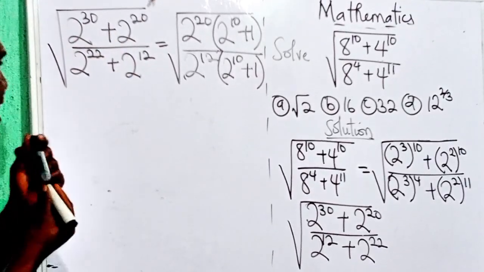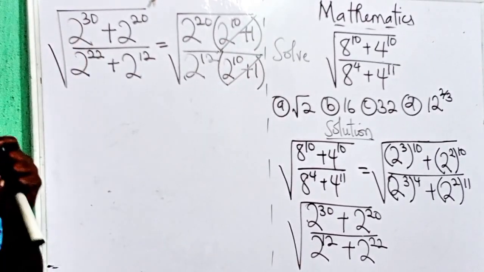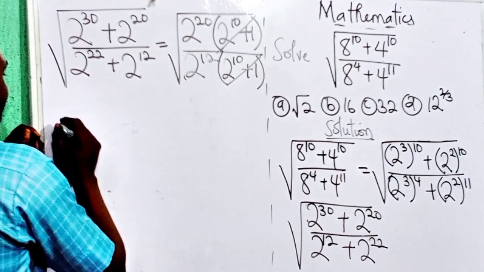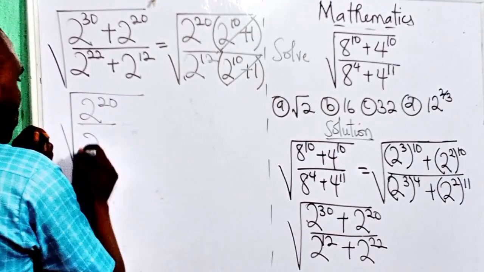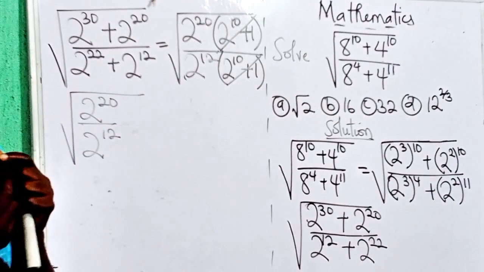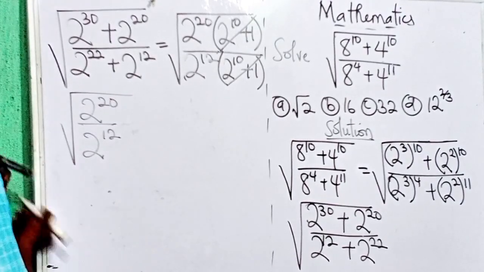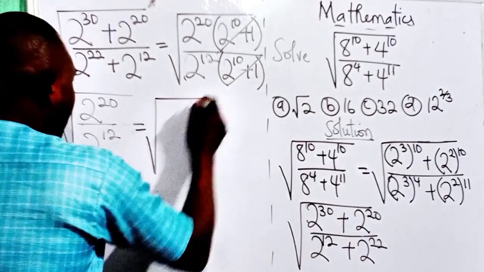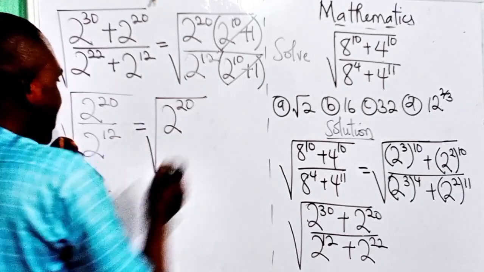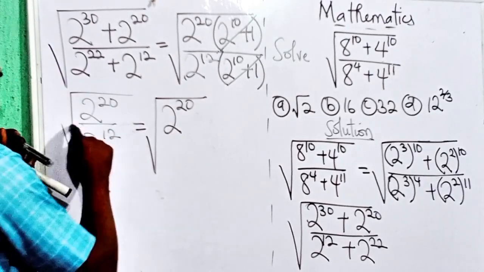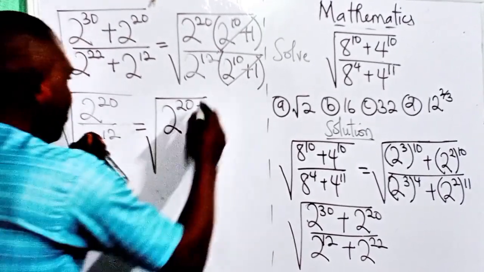Is that clear? So at the end of the day now, what do I have? I can strike these 2 out. If I strike them out, I'll be having the square root now of 2 raised to the power of 20 over 2 raised to the power of 12. Am I communicating? All right, now I can do something here quickly. From indices, let me apply one of the laws of indices. So under the square root, I bring 2 raised to the power of 20. Now this is division, so it becomes minus. Is that clear?